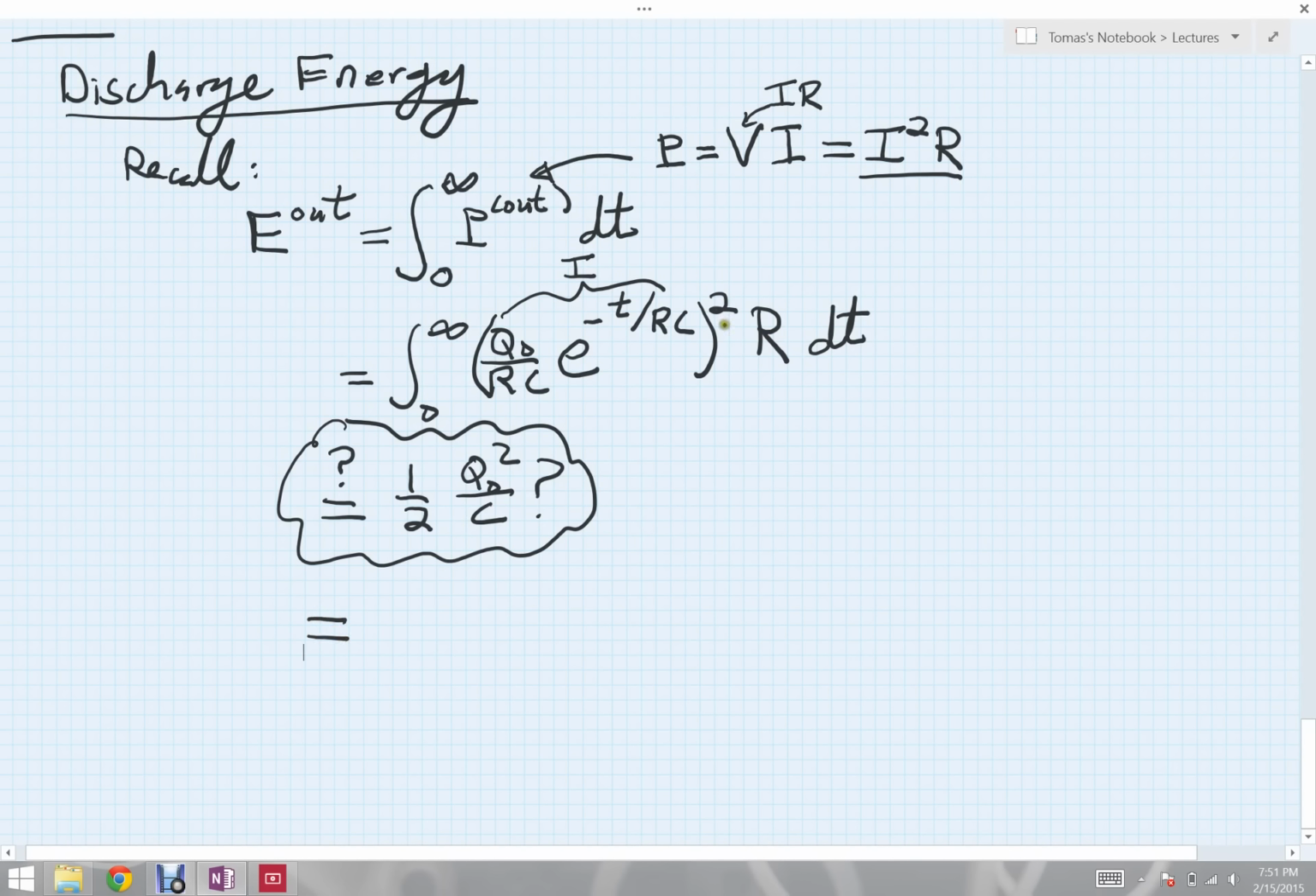Okay, squared, so I'm going to have to square this quantity. I'm going to get, and these are just constants, which I can pull out of my integral. So in the squaring process of the constants, I'm going to get Q naught squared, Q naught squared, then divided by R squared, which multiplies R.